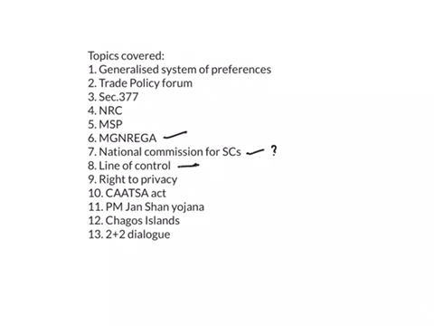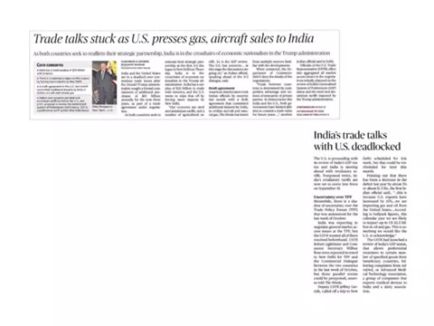Line of Control is a military control line. The 9th one is right to privacy. And the 10th one is CAATSA, Countering American Adversaries through Sanctions Act. And the 11th one is Pradhan Mantri Dhan Yojana, the 12th one is Chagos Islands, and the 13th one is 2+2 dialogue. The first article is Trade Talks Stuck as US presses gas, aircraft sales to India.